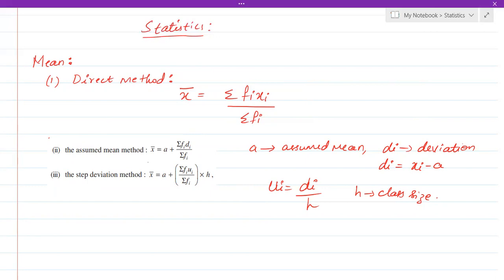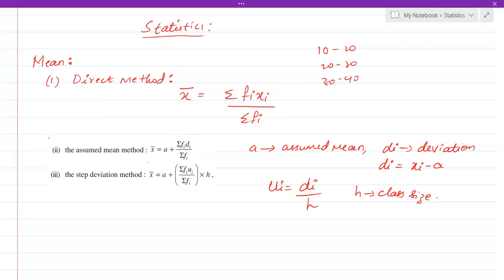So let's understand when we should use the direct method, when should we use the assumed mean method, and when should we use the step deviation method. See, fi is the frequency of the class interval. This is grouped data, right? So we group it into small intervals, let's say like this: 10 to 20, 20 to 30, 30 to 40.